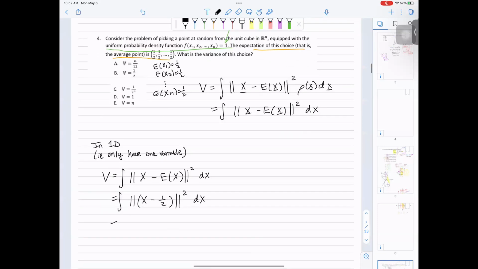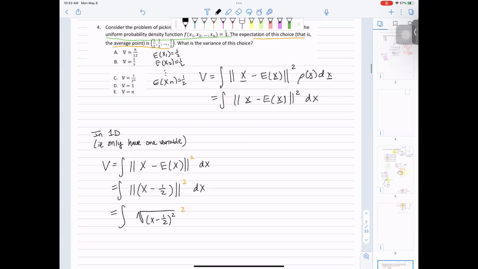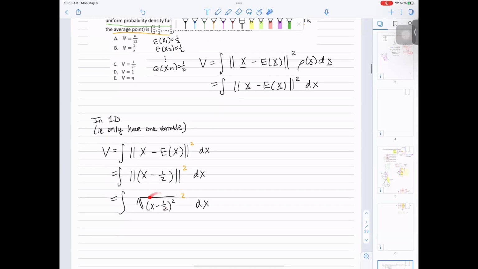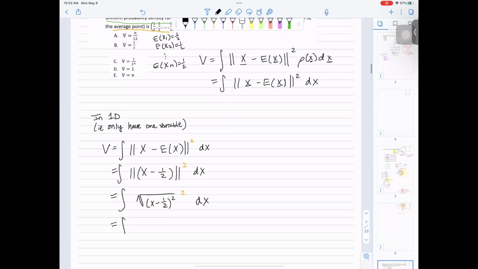Okay, what is the length of x minus 1/2? The length is, remember, the square root of each component squared. I only have one component, and then the squared comes at the outside. So this part was just the length. If I square root of squared, that cancels, but then I have another squared. So this is (x minus 1/2) squared dx.